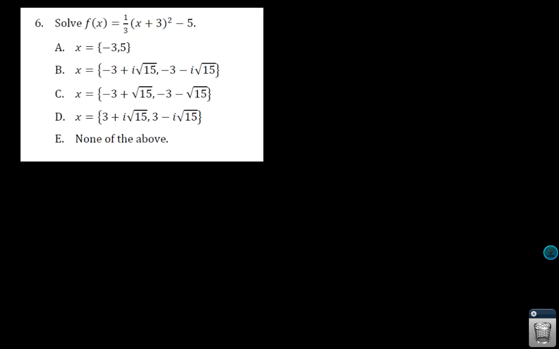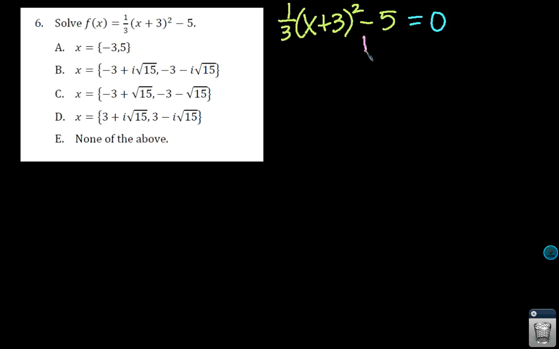Problem 6 says to solve f of x equals 1/3 times x plus 3 squared minus 5. Since this one's already in vertex form, I'm going to use the square root method. So I have 1/3 times x plus 3 squared minus 5. And because I'm solving, I'm going to set it equal to 0.